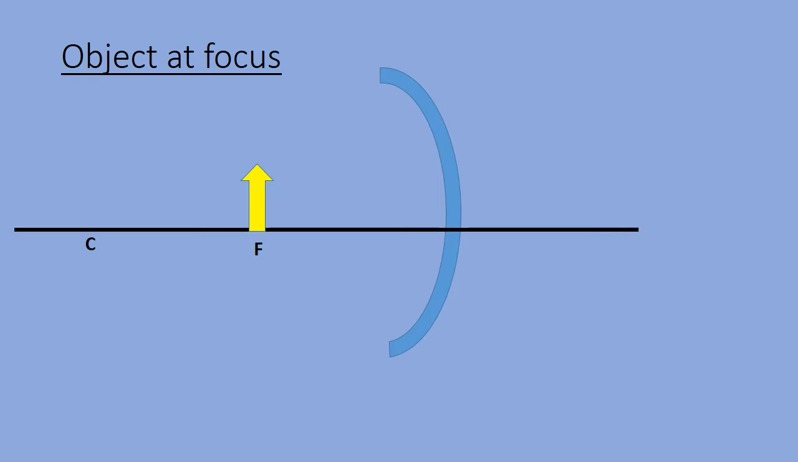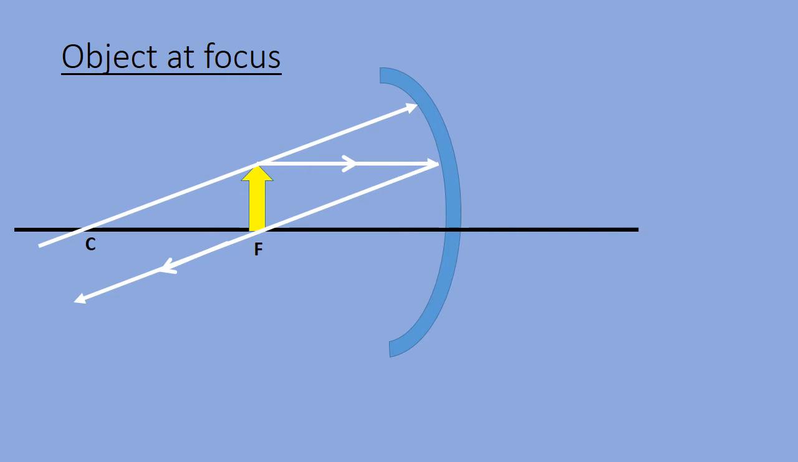curvature. Now let's assume that a light ray is coming from the tip of the object and it's parallel to the principal axis. Now this light ray after reflection would pass through the focus. Now let's consider another light ray which is coming through the center or which passes through the center of curvature. Now this light ray would get retraced after reflection.